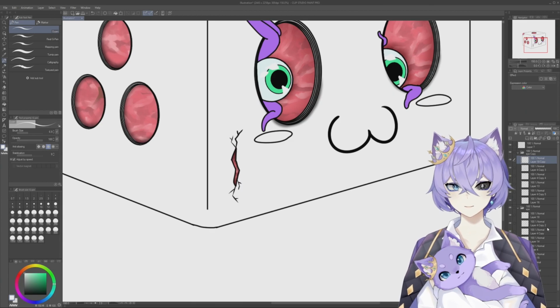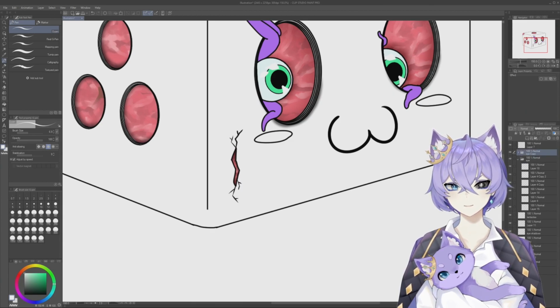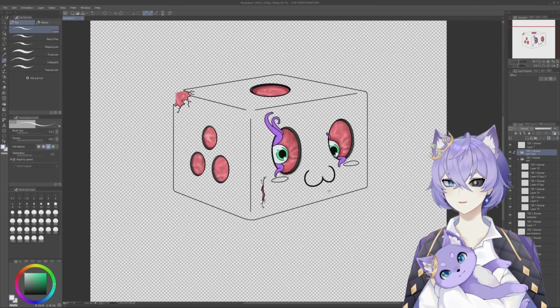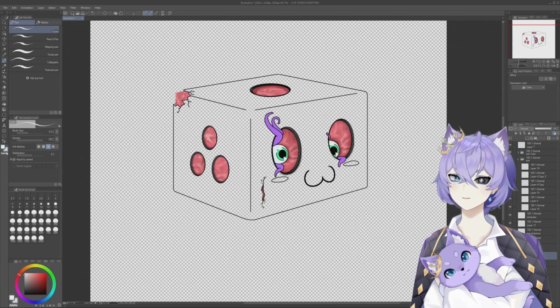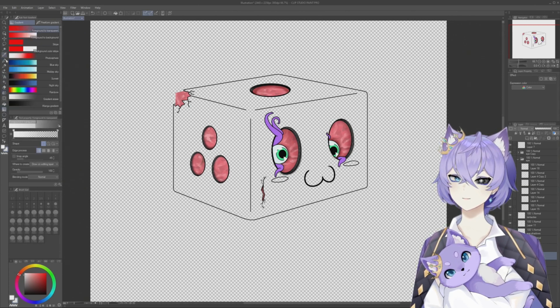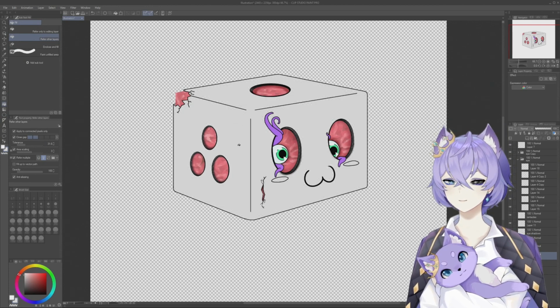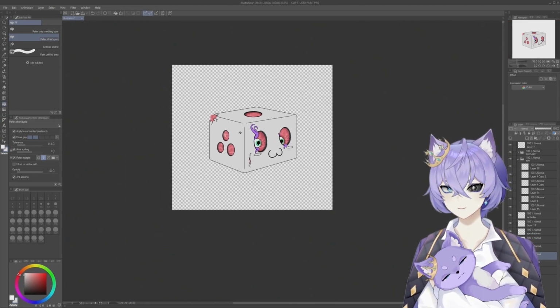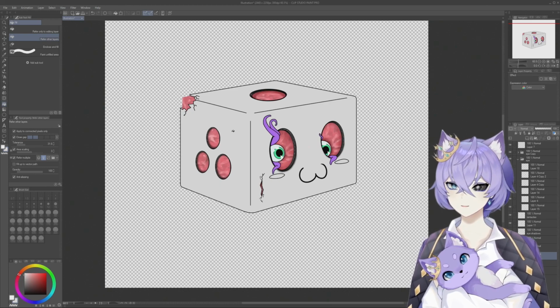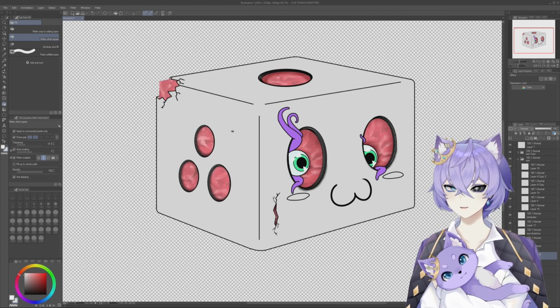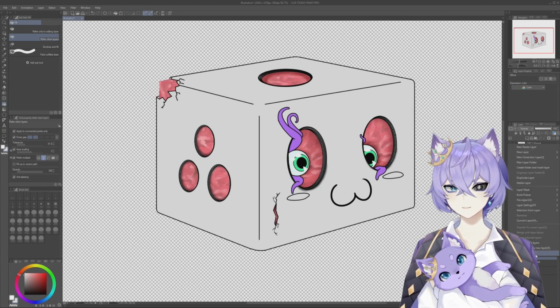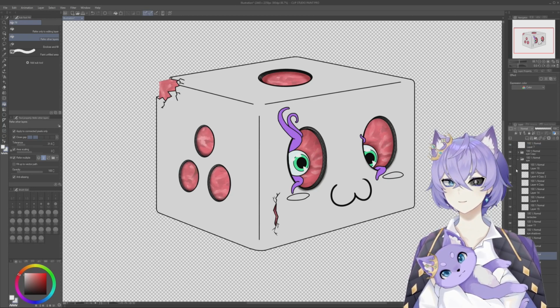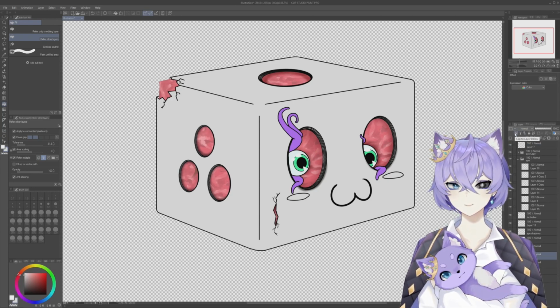And then turn off all opacities, take our off-white, and we're just going to drop a paint bucket in there. Boom. And just like that, we have our off-white for the dice, and now I need to shade it. Let's see. Clip to the layer below.